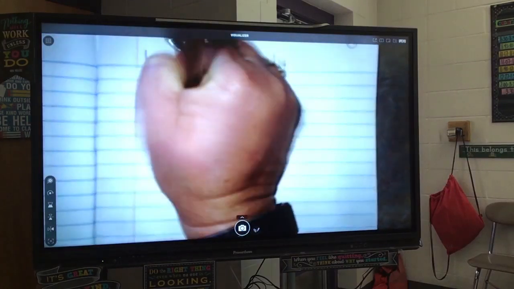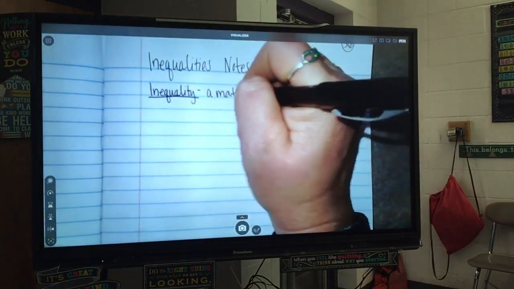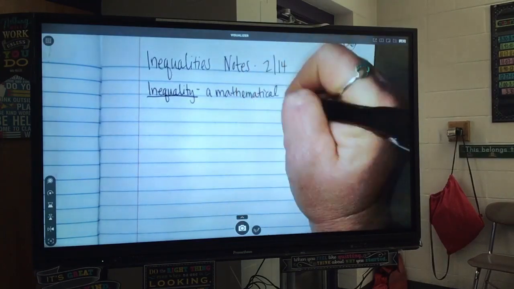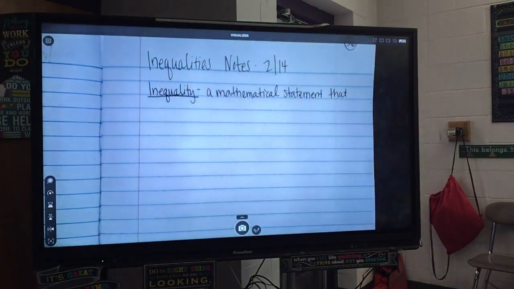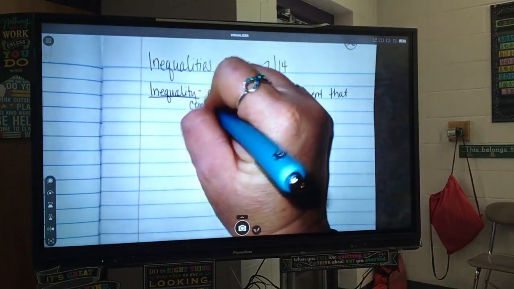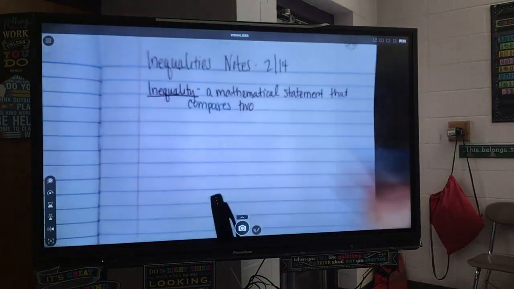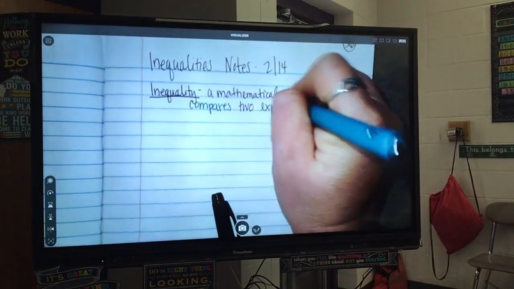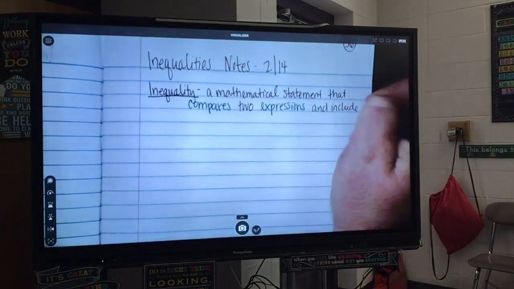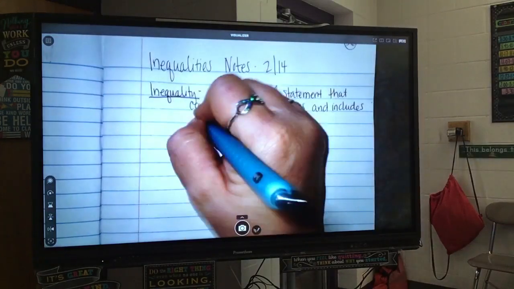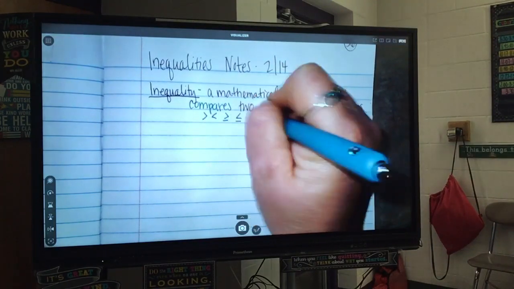Alright, inequalities. Or inequality, sorry. An inequality is a mathematical statement that, make sure you are changing colors, compares two expressions and includes greater than, less than, greater than or equal to, less than or equal to, and not equal to.